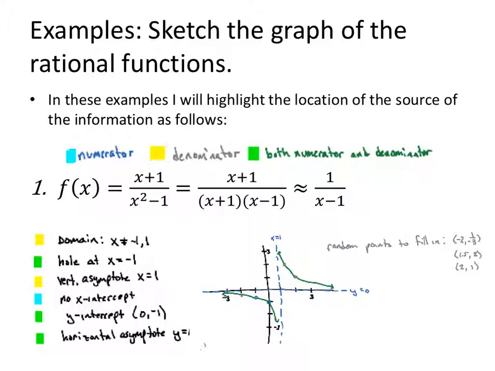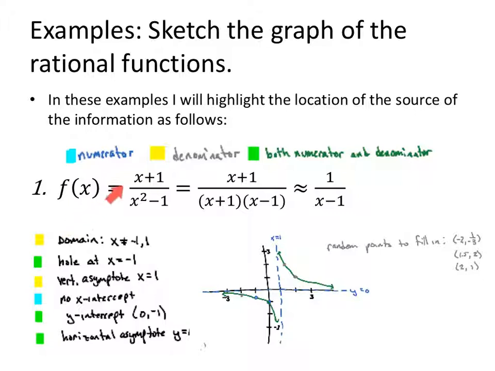Alright, so sketch the graph of the rational functions. We'll have some highlights along here. Numerator, if that's where it comes from, in light blue. Denominator in yellow, and green if it comes from both the numerator and denominator.